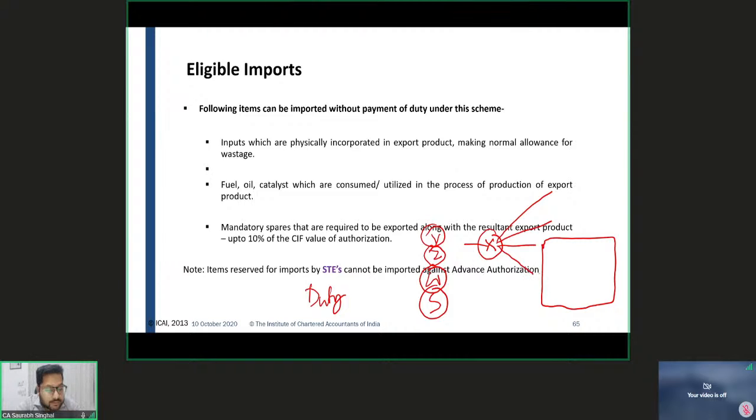So your authorization can be for what type of goods? There can be Y goods, which are actually physically incorporated while making X. There can be Z goods, which is nothing but a fuel for making X. There can be W goods, which is nothing but spares to be given along with X. So suppose there is a printer that is exported, you give a separate ink cartridge as spares. That also is allowed to be imported under advance authorization.